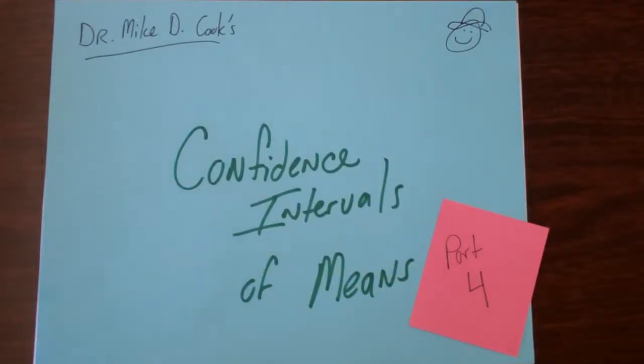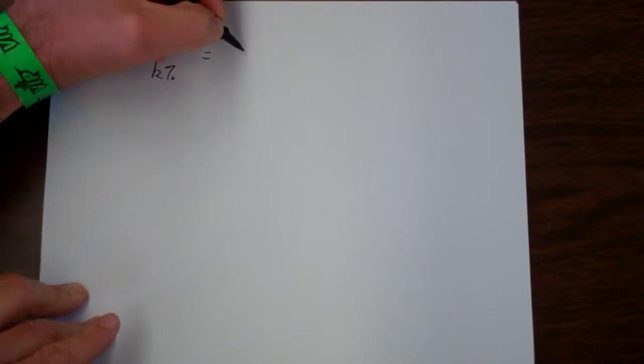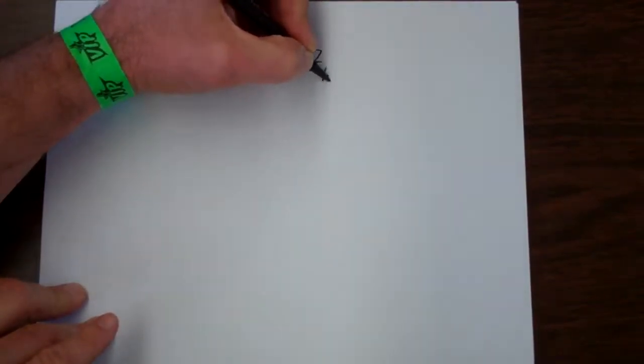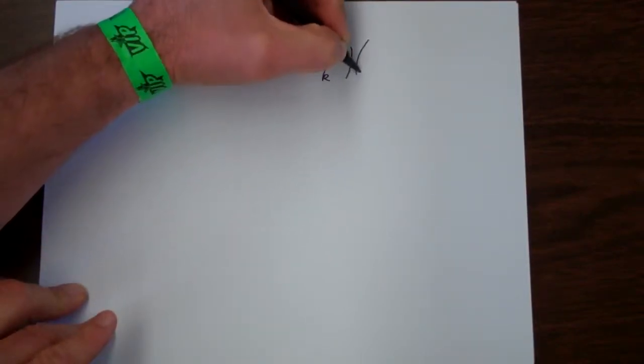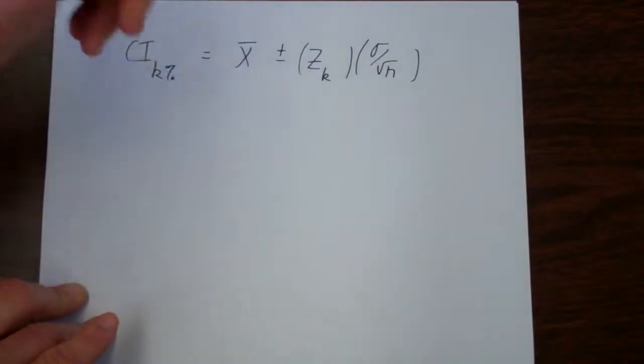This is the fourth in a series of videos on confidence intervals for means. To review real quickly, what we've been doing is finding confidence intervals of a k degree of confidence, and that's equal to x bar plus or minus z_k times sigma over the square root of n. That's our basic formula, except when sigma is unknown.